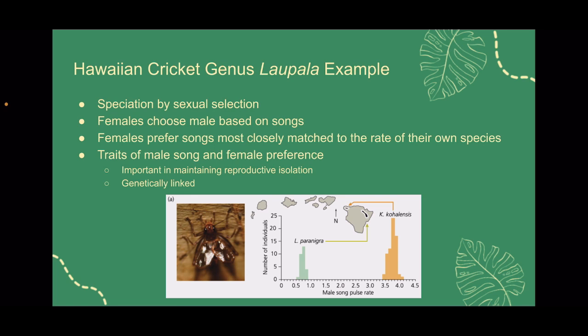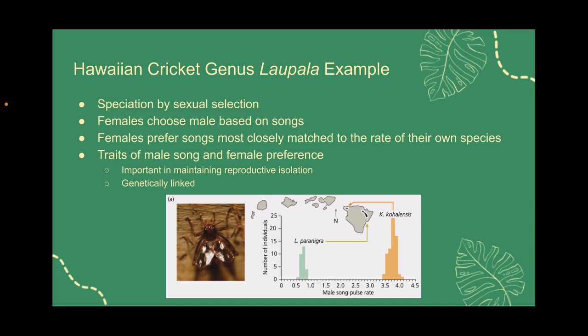Hawaiian cricket genus Laupala example. Experiments in 2005 by Mendelson and Shaw, 2010 by Shaw and colleagues, as well as others, have proven that the Laupala genus of crickets are an example of speciation largely due to sexual selection, as opposed to ecological differences. In this genus, consisting of 38 different species, females choose males based on songs produced by specialized wing structures consisting of pulses in a simple series. Within each species, the pulse rate is highly conserved but varies between different species.